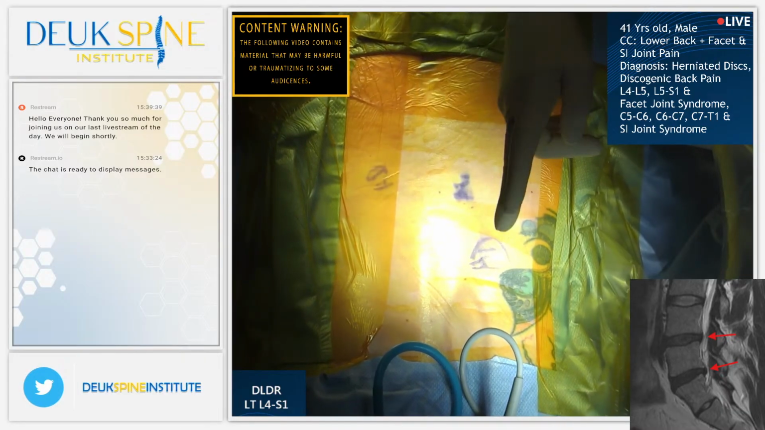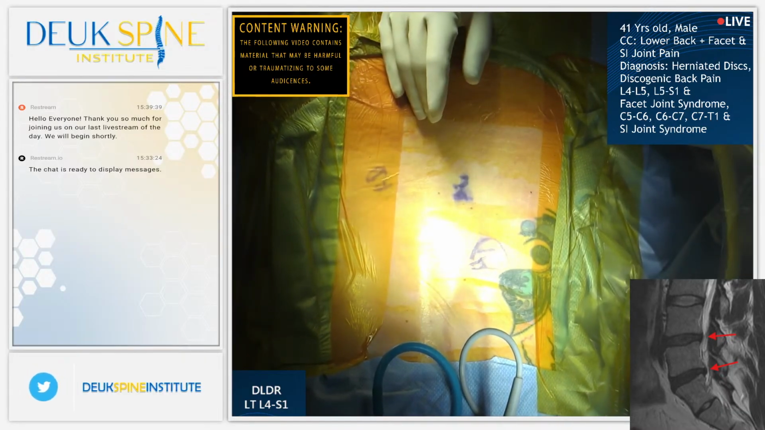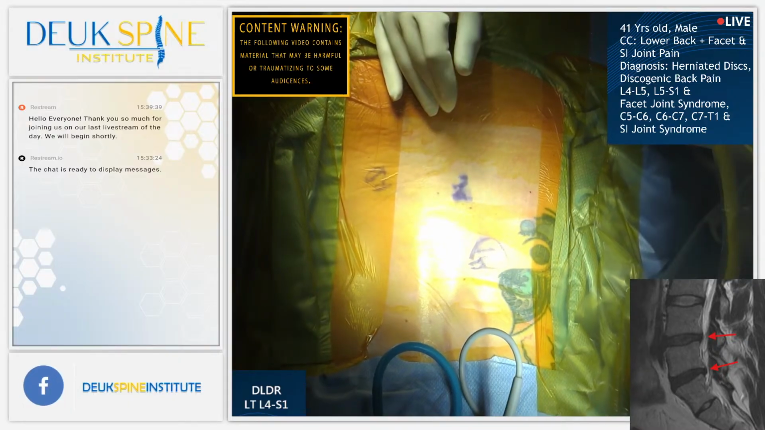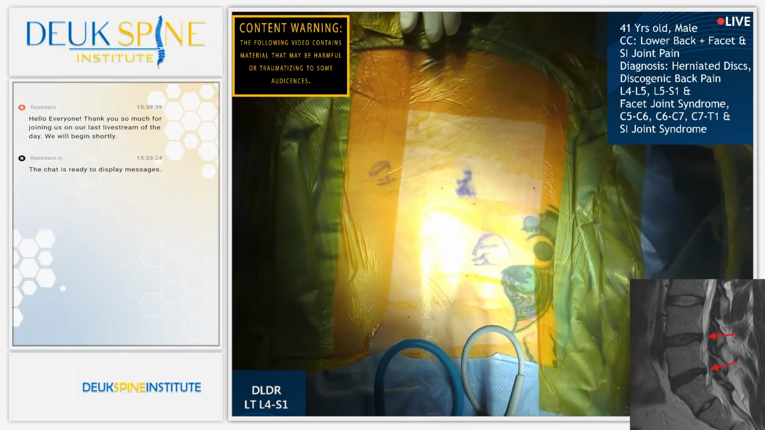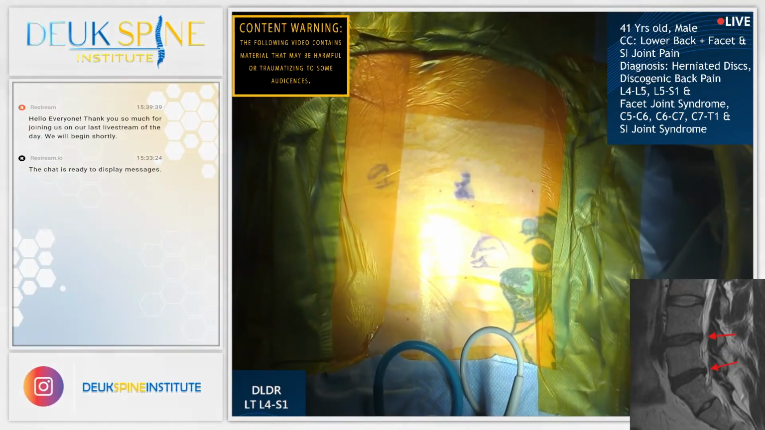He also has neck pain from facet joint pain. We're going to fix that later as our second case. So Henry, we're going to get started by fixing L4-5, L5-S1 discs.